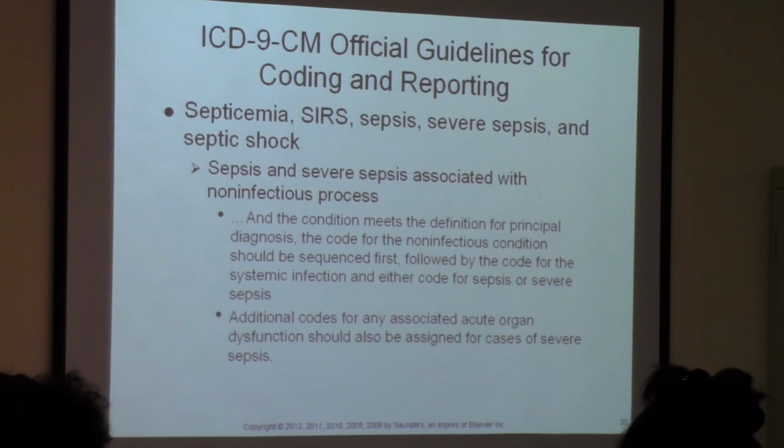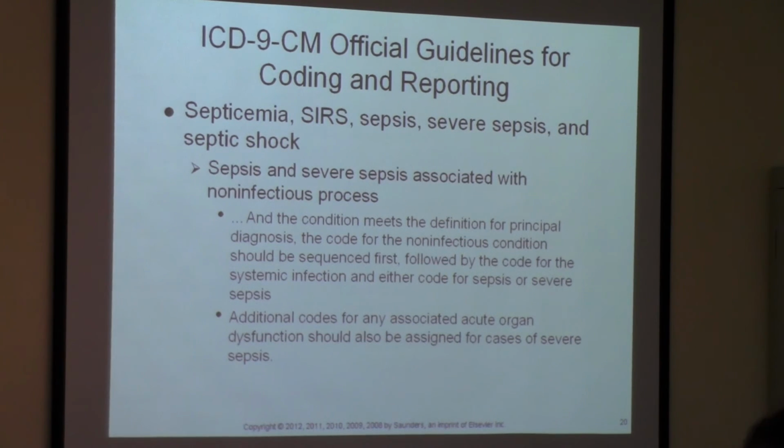Okay, so a lot of this is just interchanging. You're using the same sequence, except you're going to change it depending on what the non-infectious process is. So there's the code for the non-infectious process, and then your sequence for sepsis and severe sepsis. As long as you know these sequences, you can just add or delete things based on what it is. That's the best way to remember how to do it.